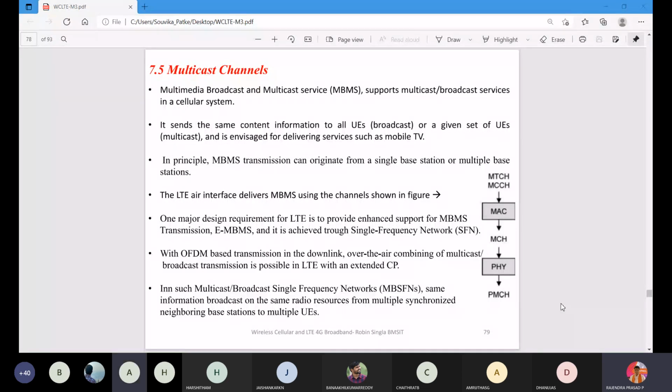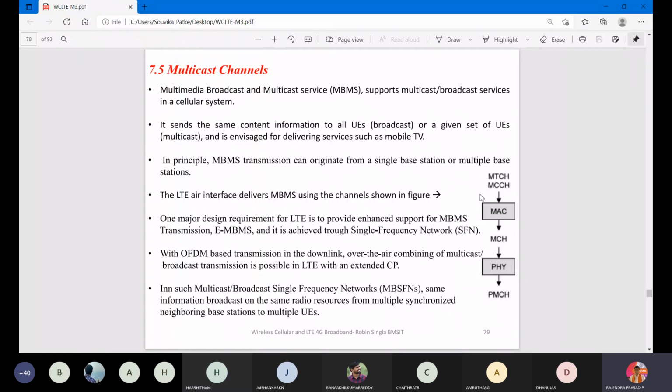But it is not complete overall users in the channel. So that thing you should be very cautious. Right? So that we call it as a multicast channel. So the multicast channel is going to use this MBMS service, which is nothing but your multimedia broadcast and multicast service. Supports the multicast/broadcast services in a cellular system.